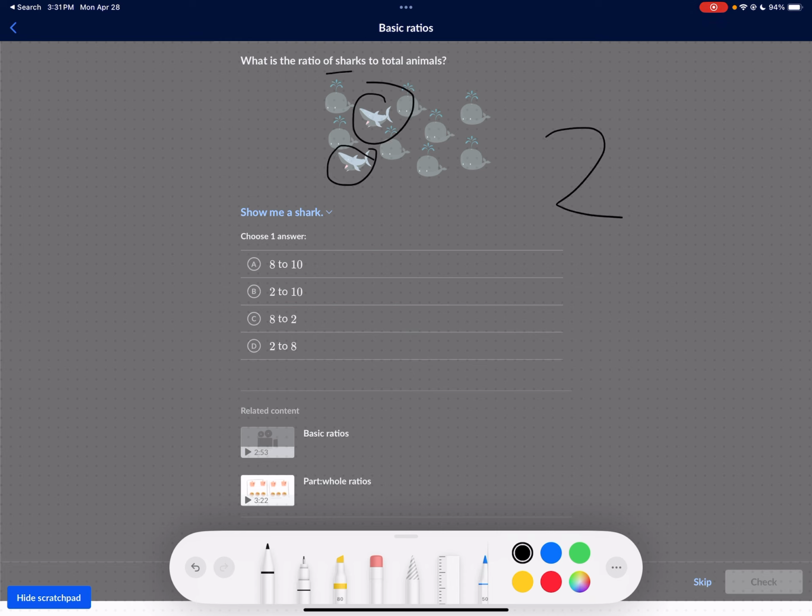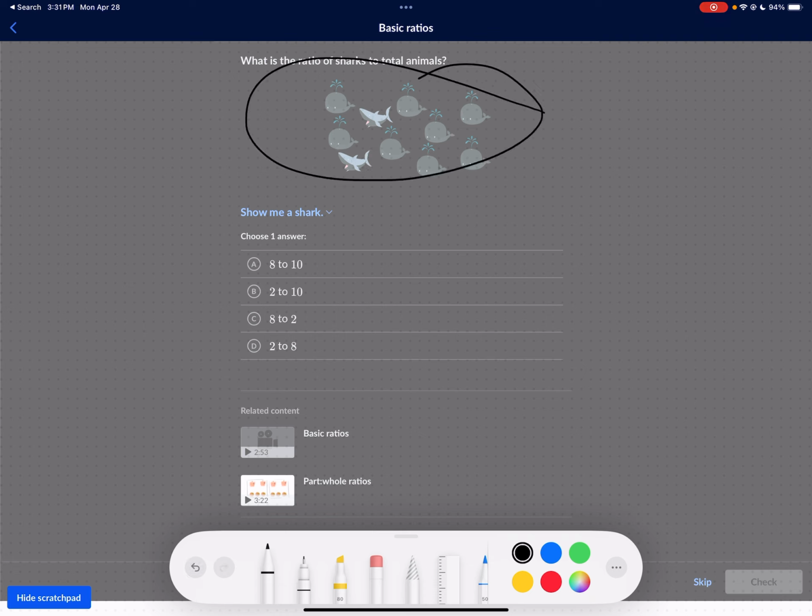And we want the sharks to total. So first off, we can eliminate these because 8 is not our amount of sharks. And then how many animals are there in total? So that is including all these animals. What is our total? 10. So 10 must be our final answer. 2 to 10.